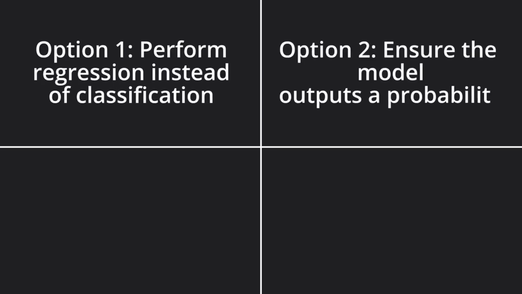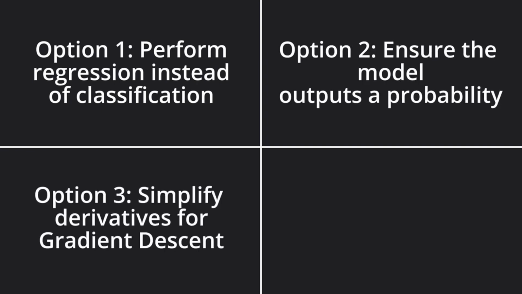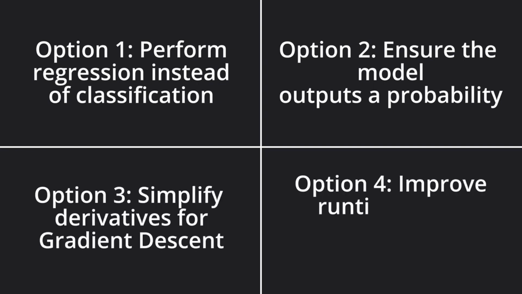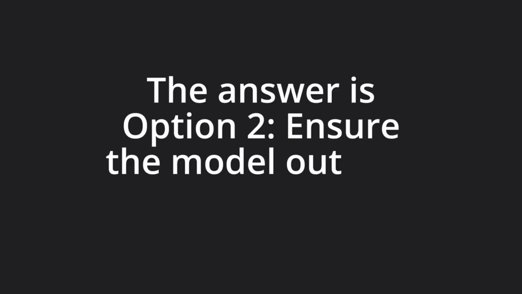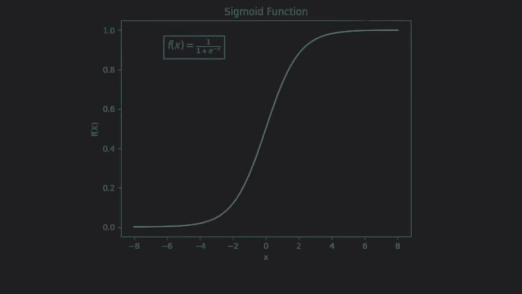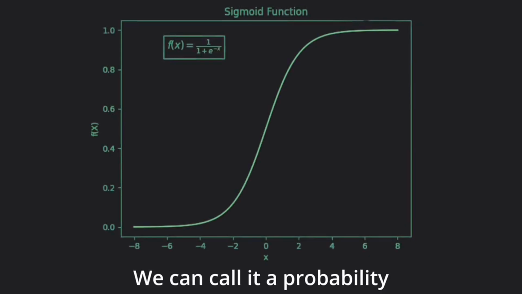Option 1, perform regression instead of classification. Option 2, ensure the model outputs a probability. Option 3, simplify derivatives for gradient descent. And option 4, improve runtime since sigmoid calculations are actually easier on GPUs. The answer is option 2. Since the output is between 0 and 1, we can call it a probability.